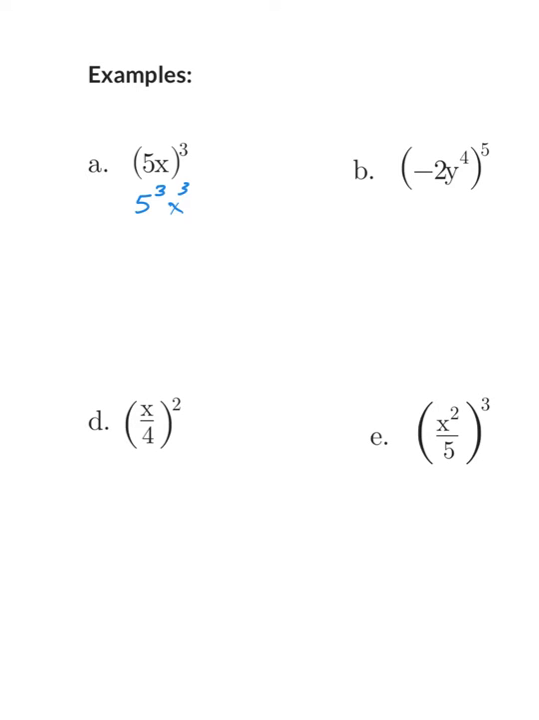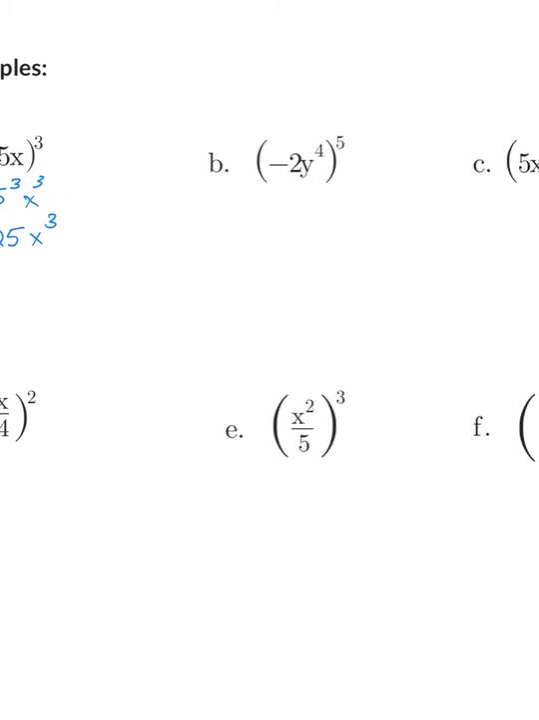The last thing that we want to do is evaluate the number portion of this. So 5 cubed is going to be 3 5s multiplied together. 5 times 5 is 25, times one more is 125. And so our final answer is 125x cubed. And we're done.